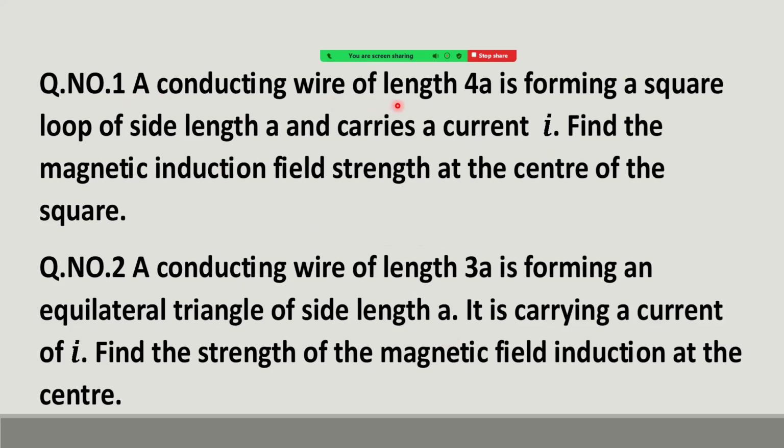A conducting wire of length 4a is forming a square loop of side length a and carries a current I. Find the magnetic induction field strength at the center of the square. Let us see how to start.